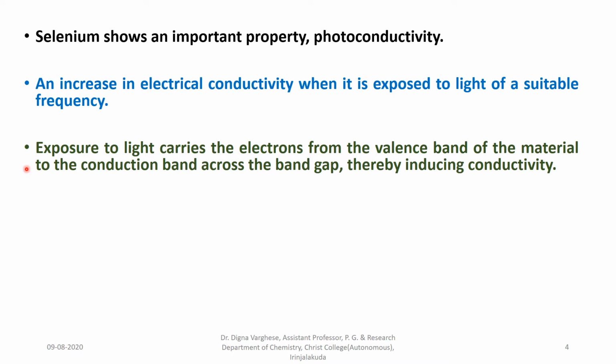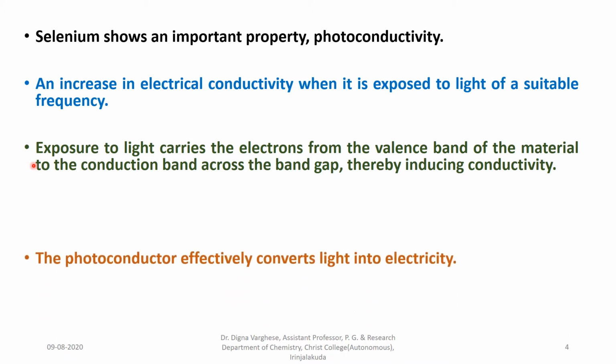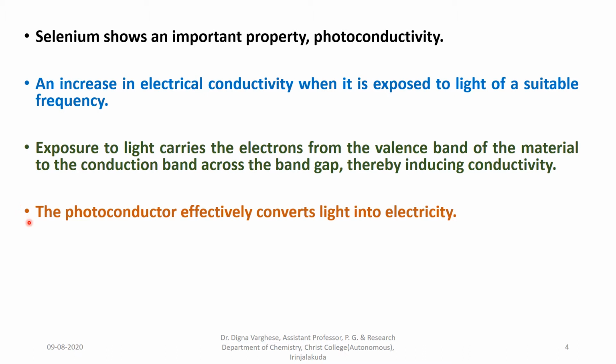Exposure to light carries the electrons from the valence band of the material, that means of the selenium, to the conduction band across the band gap, that is, excitation of electrons from the valence band to the conduction band, thereby inducing conductivity. The photoconductor effectively converts light into electricity.